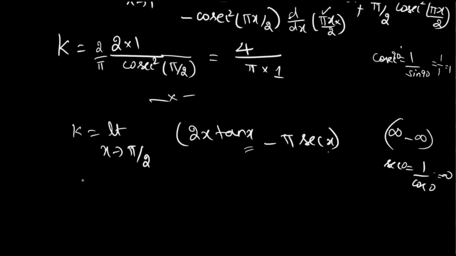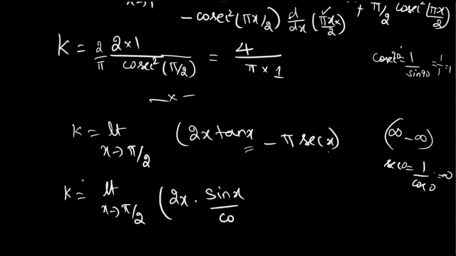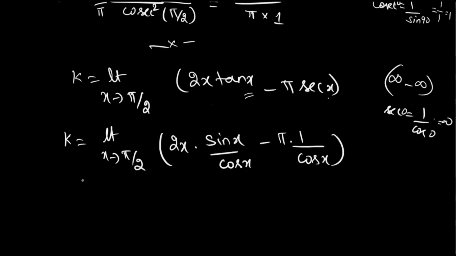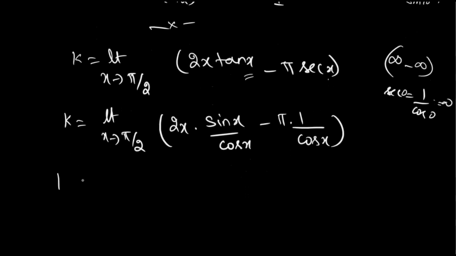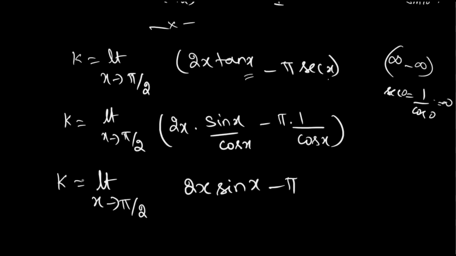We can't proceed further. Hence, let us apply LH rule. But before LH rule, I want one numerator and denominator. How will I proceed further? This tan x I can write it as sin x by cos x. And then secant x I can write it as, just now I told you, 1 by cos x. Now we got the common denominator. Your LCM becomes easy. Hence k is equal to limit x tends to pi by 2, your numerator is 2x sin x minus pi divided by cos x.